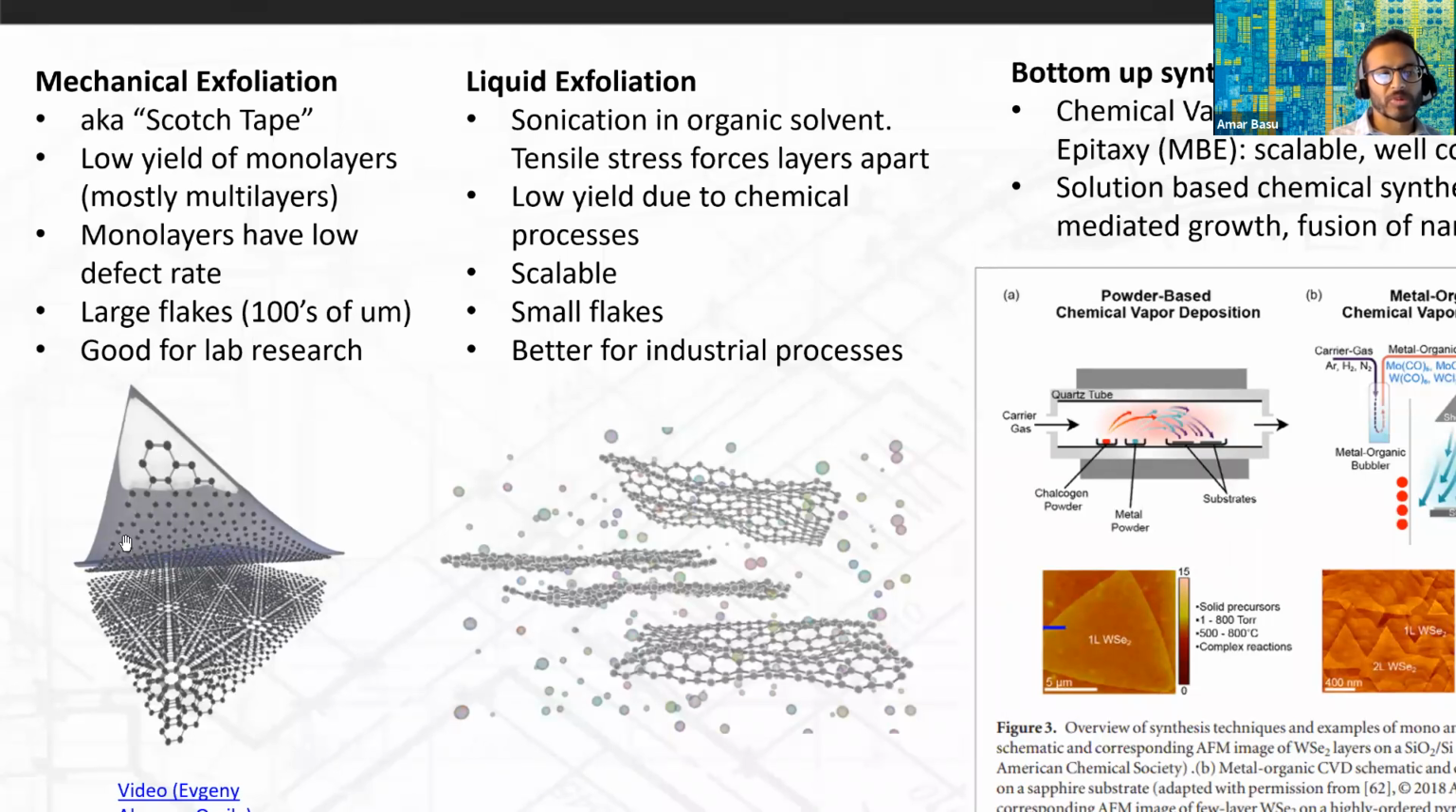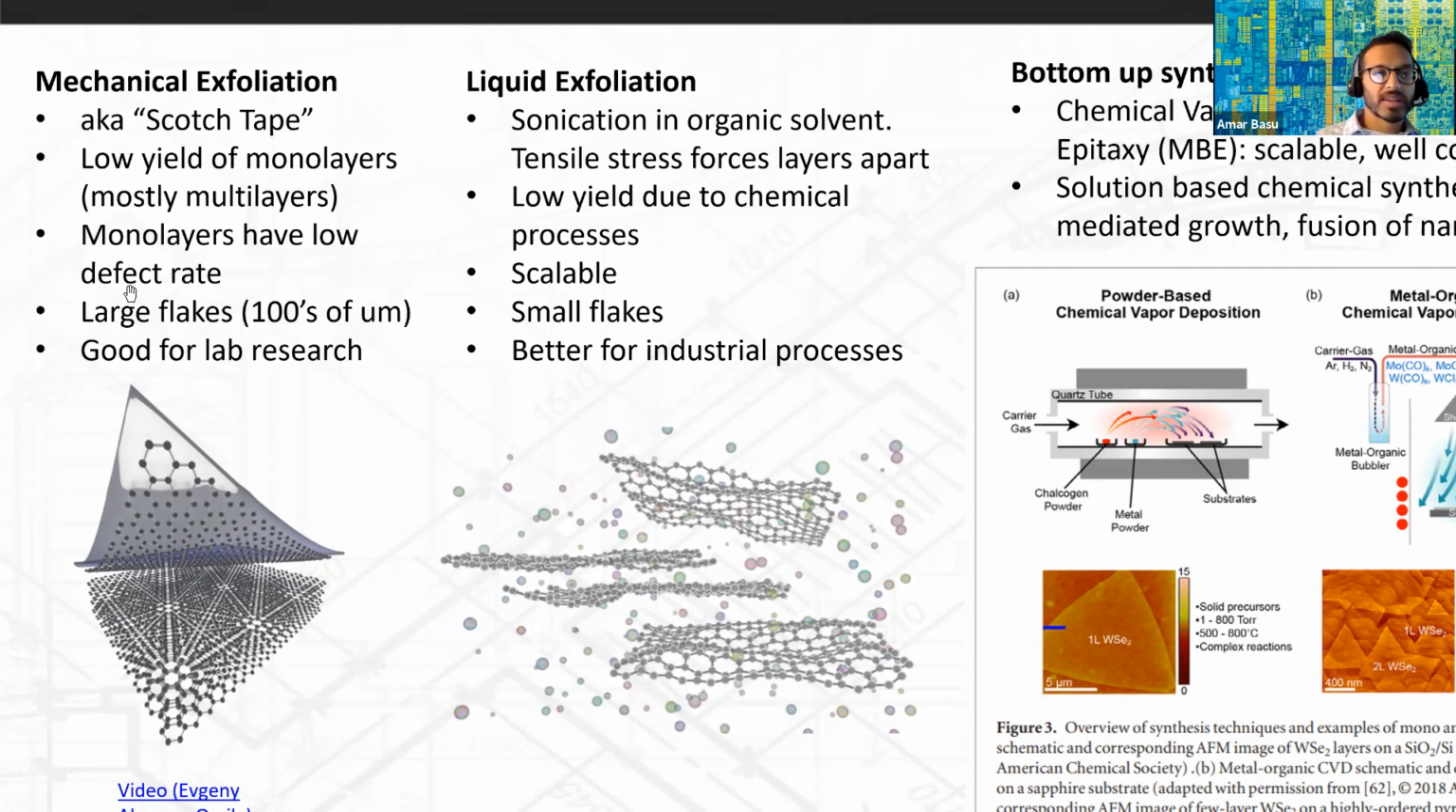Now, this method in practice has a low yield of monolayers, which means that a lot of times the Scotch tape won't just pull off a single layer of atoms. It'll pull off multiple layers, so multiple sheets of graphene. And when that happens, you're going to have properties that are similar to graphite. So that's not as interesting. So getting a yield of a single layer of carbon atoms is the tricky thing with mechanical exfoliation.